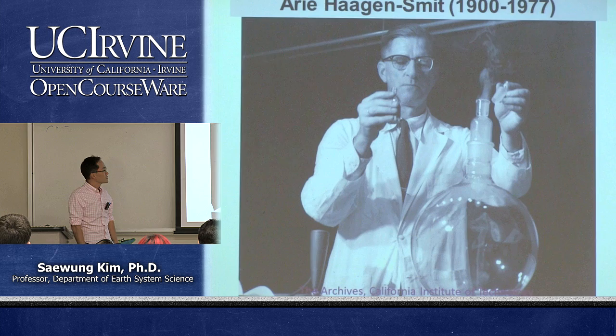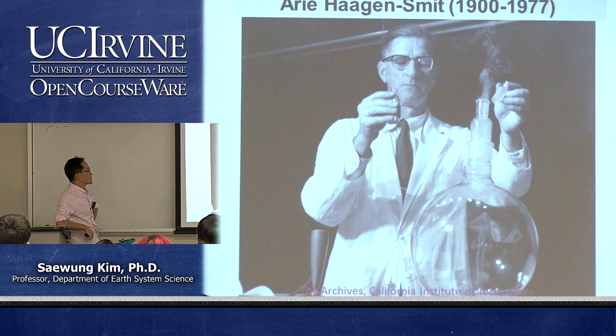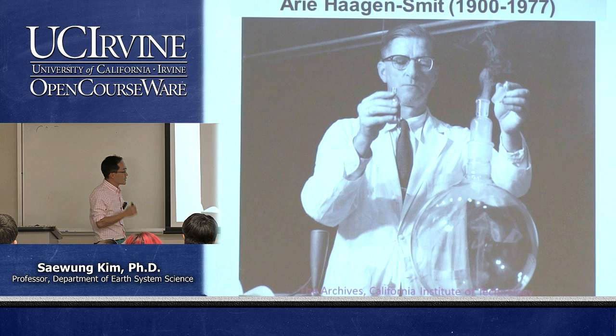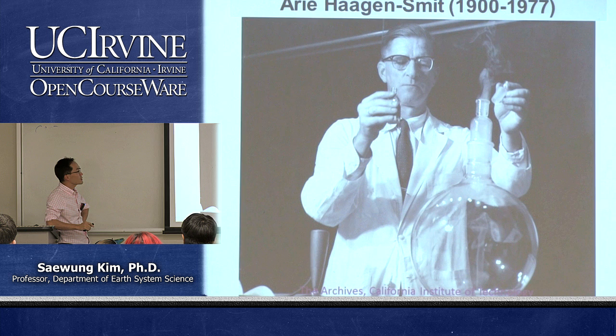So I showed this photo. This is Arie Haagen-Smit. He developed the chemical mechanism by which ozone forms in the troposphere. He was a professor at Caltech, and he published the first paper explaining the ozone-forming photochemistry in the troposphere. Maybe back 60 years ago, this is how people did experiments, wearing a nice necktie, a nice gown. But the thing I really want to convey from this photo is what he's doing out here: you can see this white fume coming out.